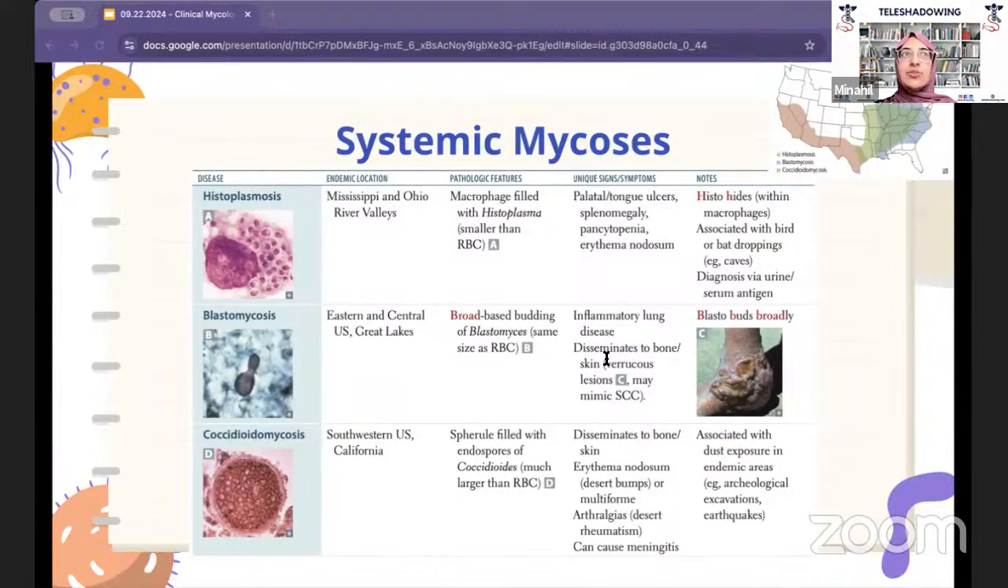To diagnose it, you'd usually be able to do it through a tissue biopsy, which would show thick-walled spherules with endospores. And it's also a dimorphic fungus, so it would change based on its temperature. If it's being cultured at room temperature, it would show hyphae and also some rectangular or barrel-shaped arthrospores.